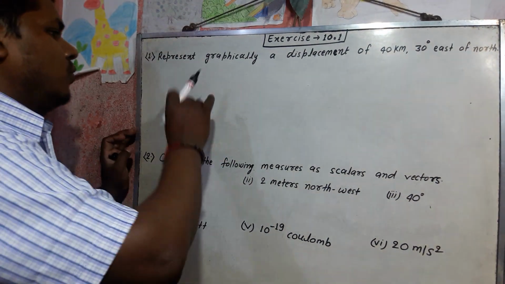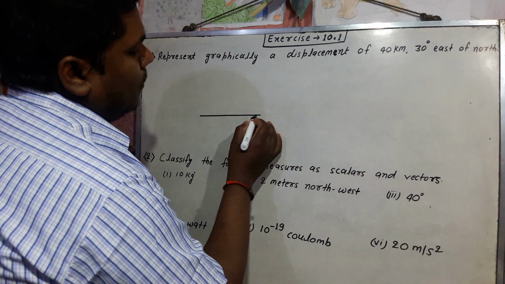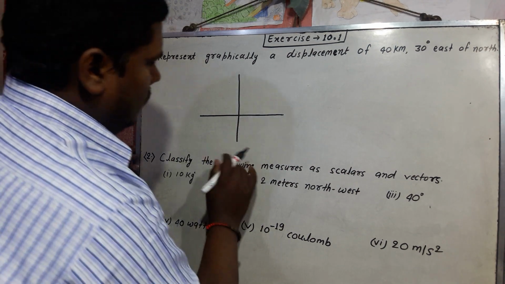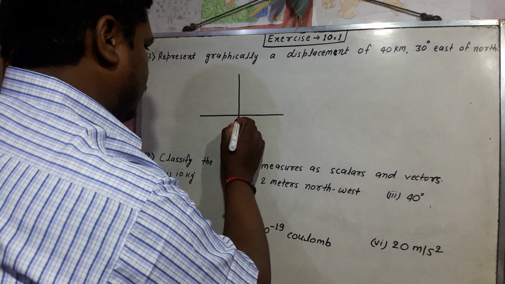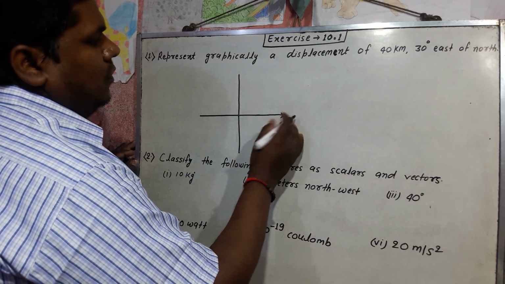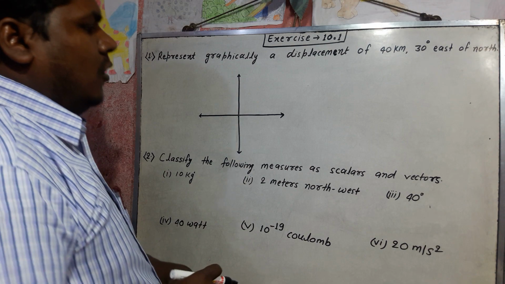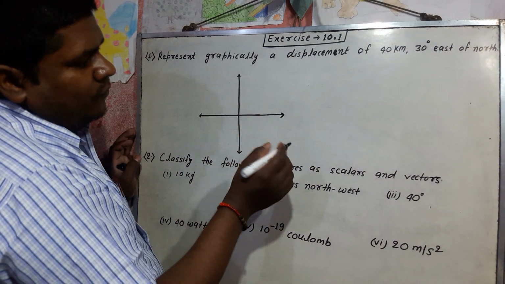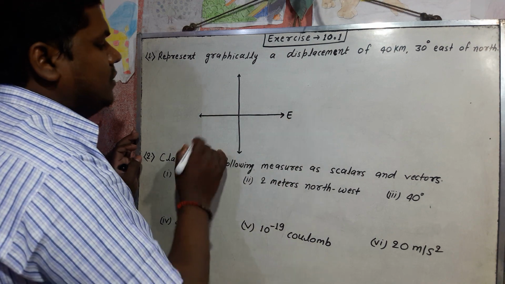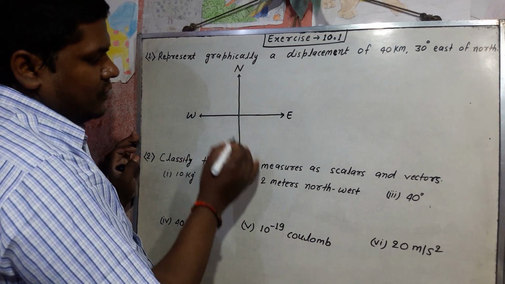First of all, we draw the XY plane. On the graph paper, we write east, west, north, south.